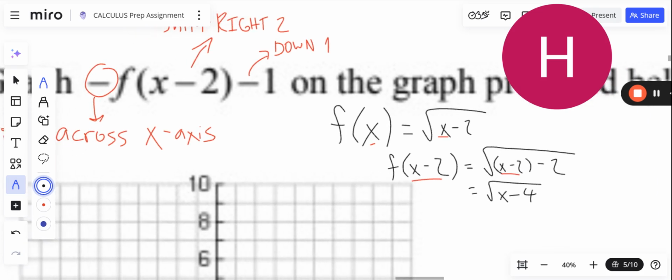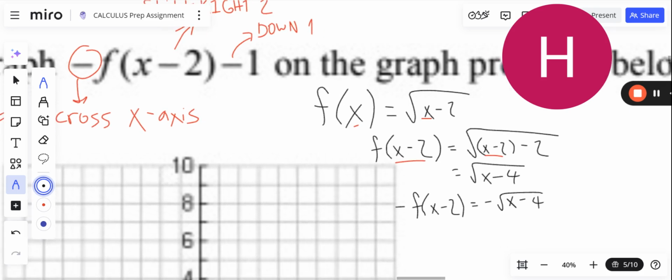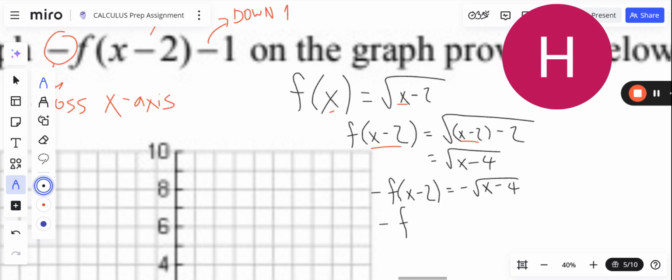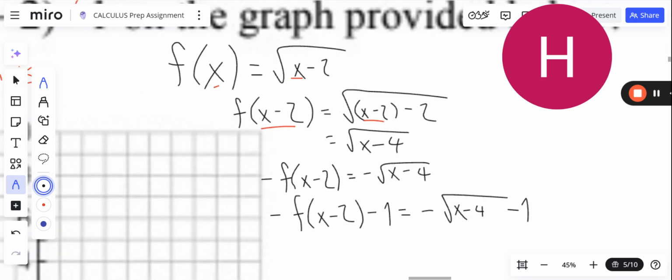Okay, we're still building this function. Now let's put a negative on it. So that means negative f of x minus 2 is simply going to be negative square root of x minus 4. And then lastly, if we want to do that minus 1 to shift everything down by 1, that's going to look like this. Negative square root of x minus 4, minus 1.